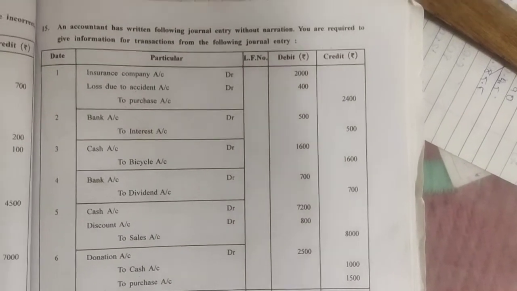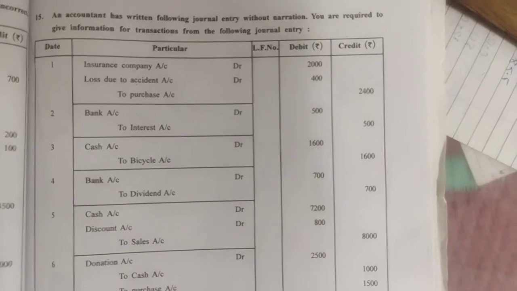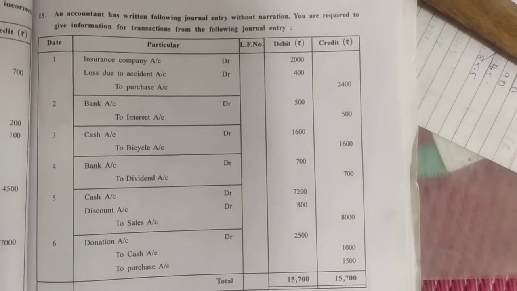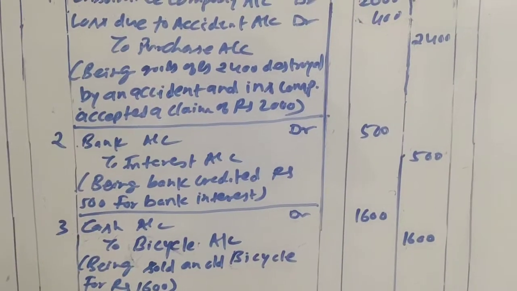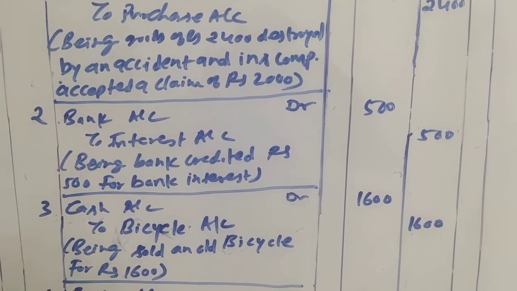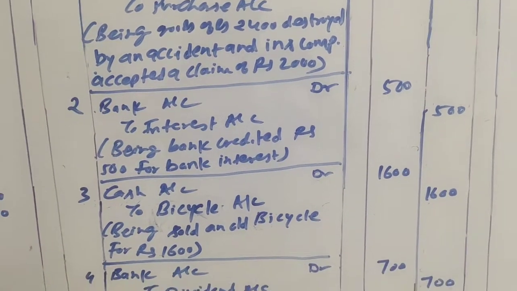The narration will be bank has credited rupees 500 in our bank account, for what? For interest. Let's see the entry and narration. Bank account debit to bank interest account, being bank credited rupees 500 for bank interest. Okay, very simple. Let's move to transaction number 3.